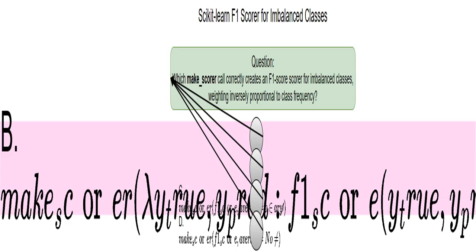This option does the same thing as option A, but in a slightly more verbose way. It uses a lambda function to wrap the function, essentially creating an anonymous function. The result is identical. I get a scorer that computes a weighted F1 score, perfect for handling imbalanced classes. The lambda function adds unnecessary complexity here.